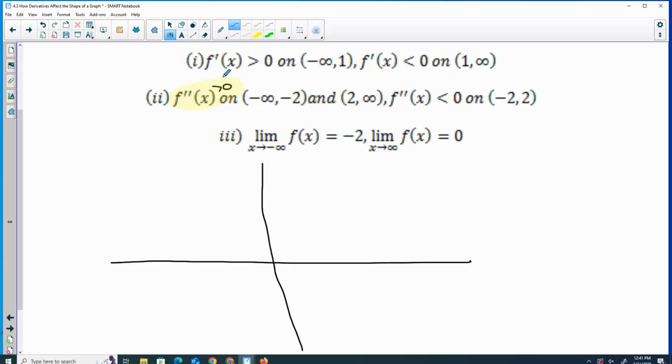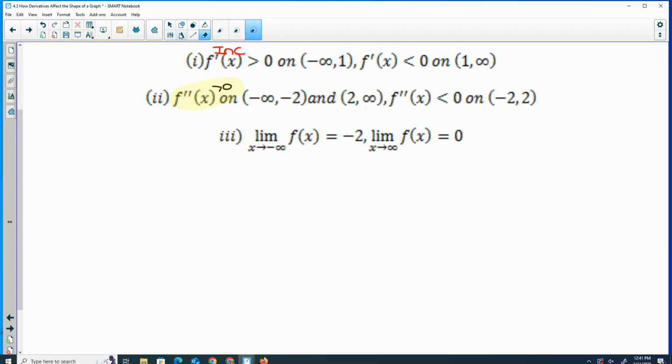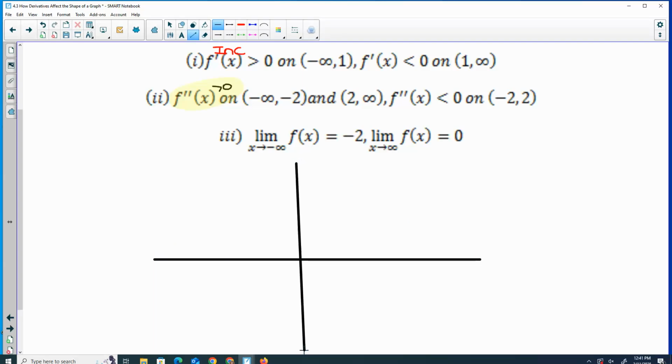So the first condition: the first derivative is greater than 0. If the first derivative is greater than 0, what does that tell us about our graph? It's not positive, but it's increasing. If your derivative is positive, the graph is increasing from negative infinity to 1. So I know that my graph has to be going up until I get to 1. This is probably something we're going to tweak as we go, but currently all I know is until I get to 1, my graph is rising.